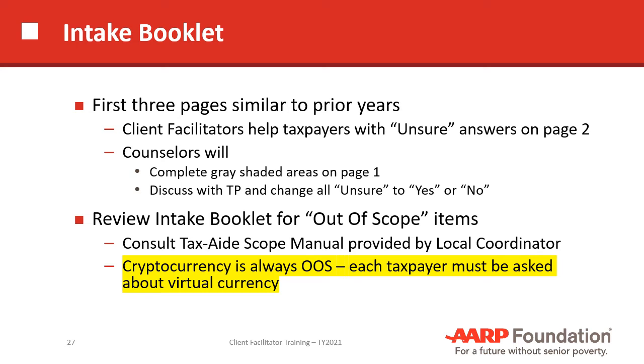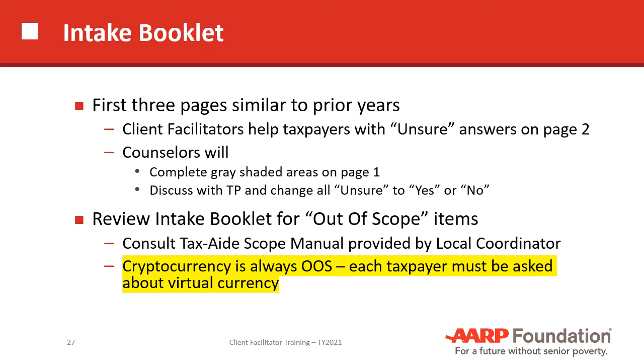Client facilitators need to review the intake booklet and look for anything that might be out of scope. And they will have a scope manual. Each client facilitator should have a scope manual provided by their local coordinator so that if they see a particular document in the taxpayer's pile of documents that looks odd or unusual, they can consult the out of scope manual to find out whether this particular form may be out of scope.